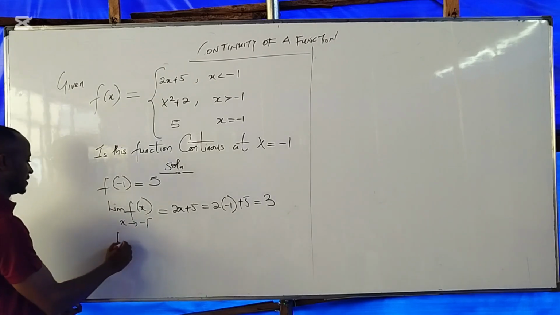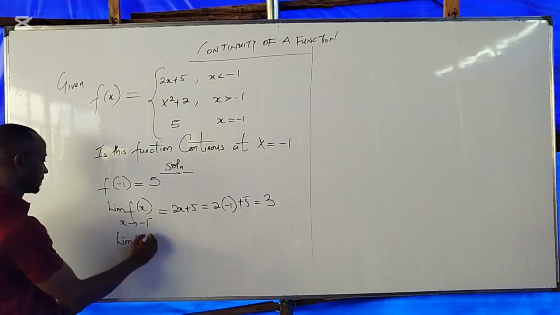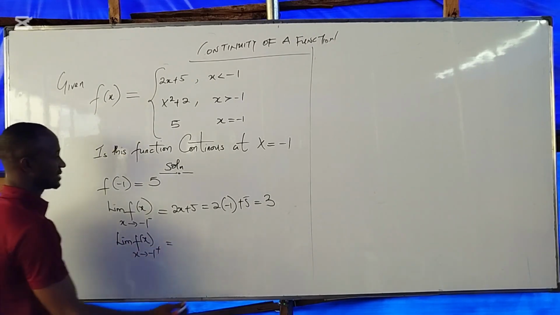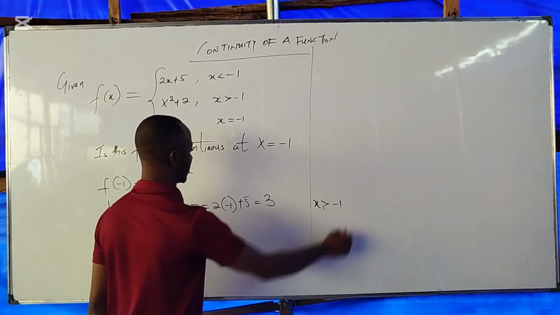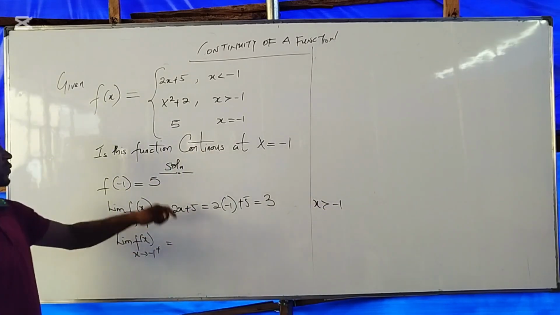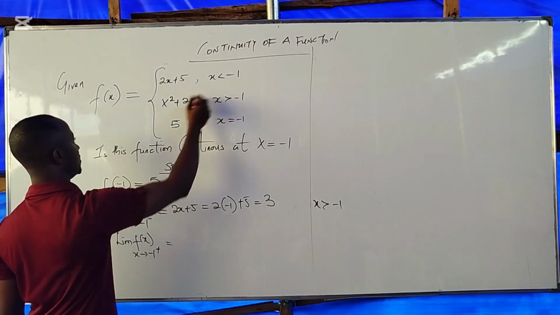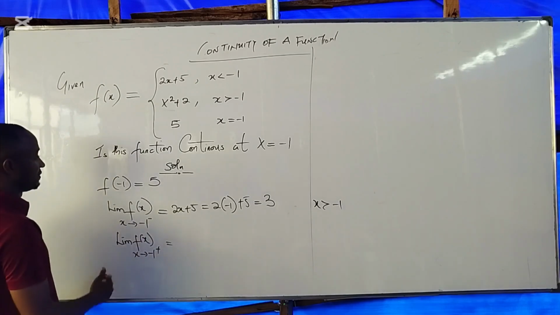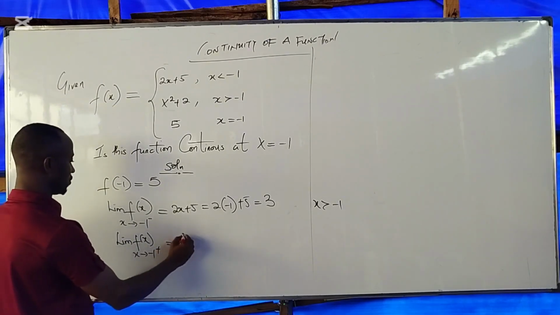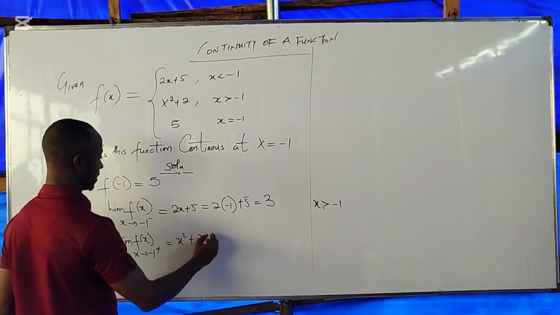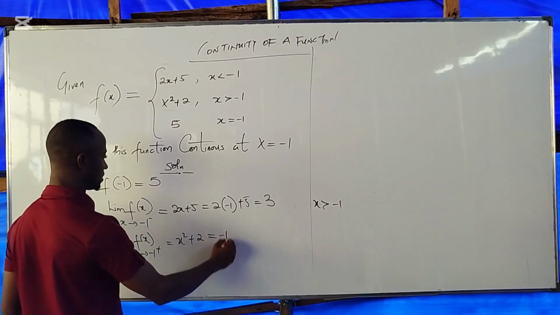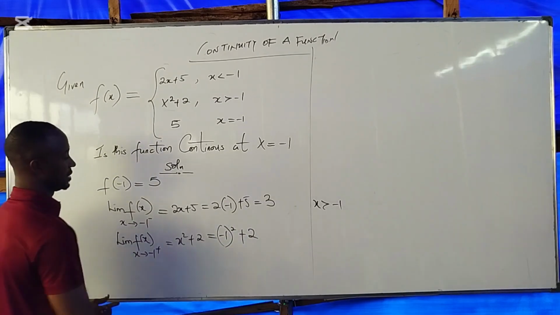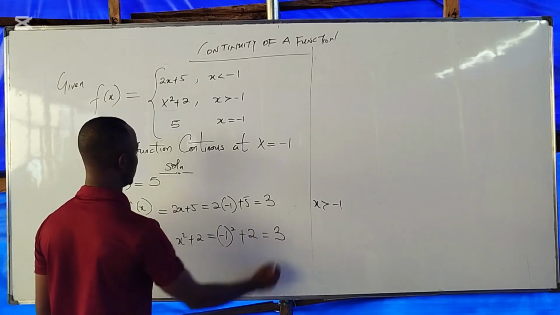So let's look at the limit of f of x as x approaches minus 1 on the right hand side. On the right hand side is simply when x is greater than minus 1, right? So that means that we're going to use this behavior, right, to find the right hand side of this limit. So that will give us x squared plus 2. And we are going to have here minus 1 all squared plus 2, right? And this will give us a value of 3.